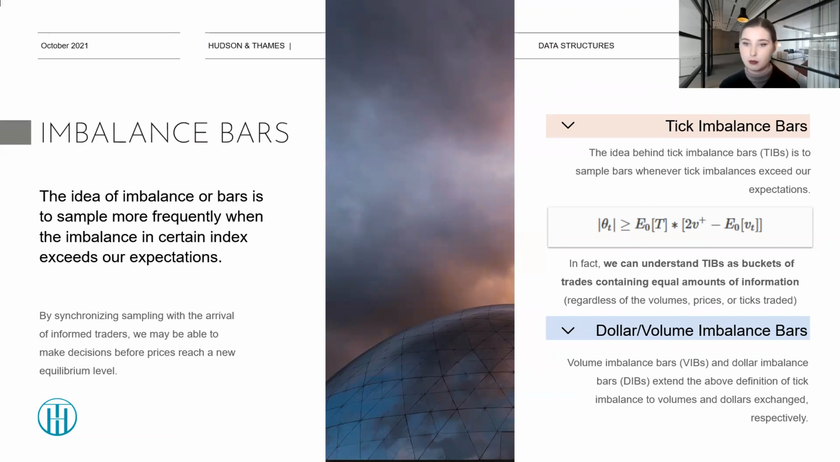The idea behind tick imbalance bars is to sample bars whenever tick imbalances exceed our expectations. So as we can see in this formula, when the theta, which is a cumulative sum of tick direction multiplied by the volume of the trade, exceeds our expected imbalance threshold, we choose to sample our data set. In fact, we can understand the tick imbalance bars as buckets of trades containing equal amounts of information regardless of volumes, prices, or ticks traded. Well, dollar and volume imbalance bars are basically the same as tick imbalance bars, but their definitions are extended to imbalance in volumes and dollars exchanged, respectively.